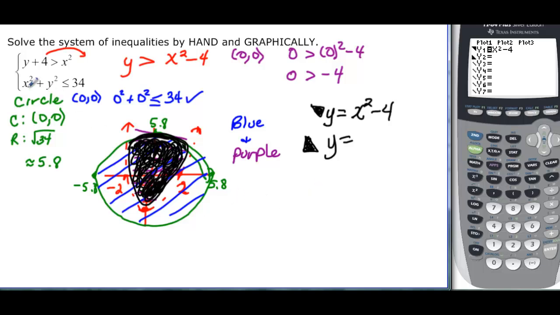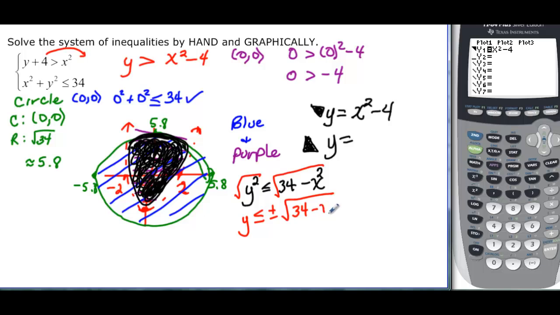So we want this to be x squared plus y squared is less than or equal to 34. So let's say that that's y squared less than or equal to 34 minus x squared. Well, it doesn't say y squared. I can't make it y squared. That's a Y sub 2, not a squared. So I have to take the square root of both sides. So the square root of y squared and the square root of this side. And this gives me y less than or equal to plus or minus the square root of 34 minus x squared.